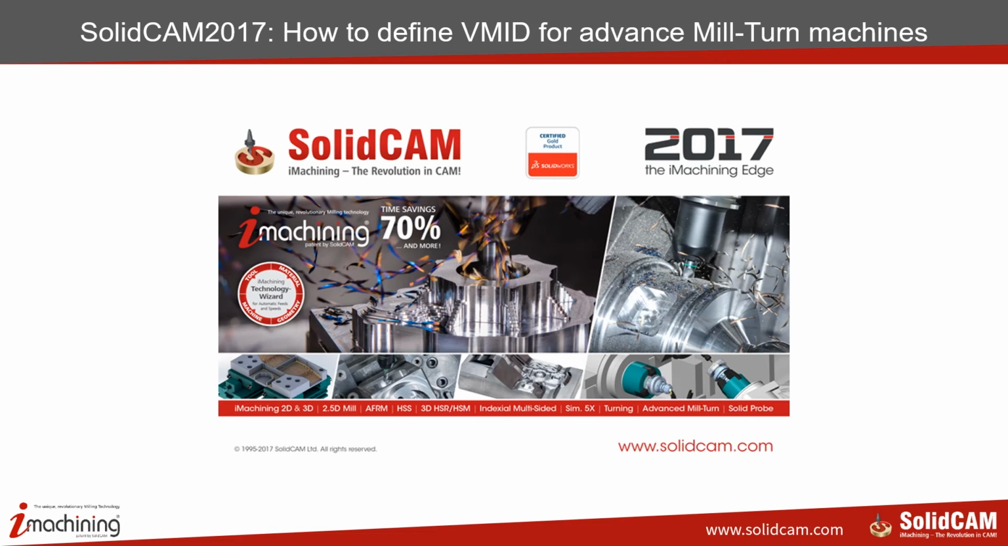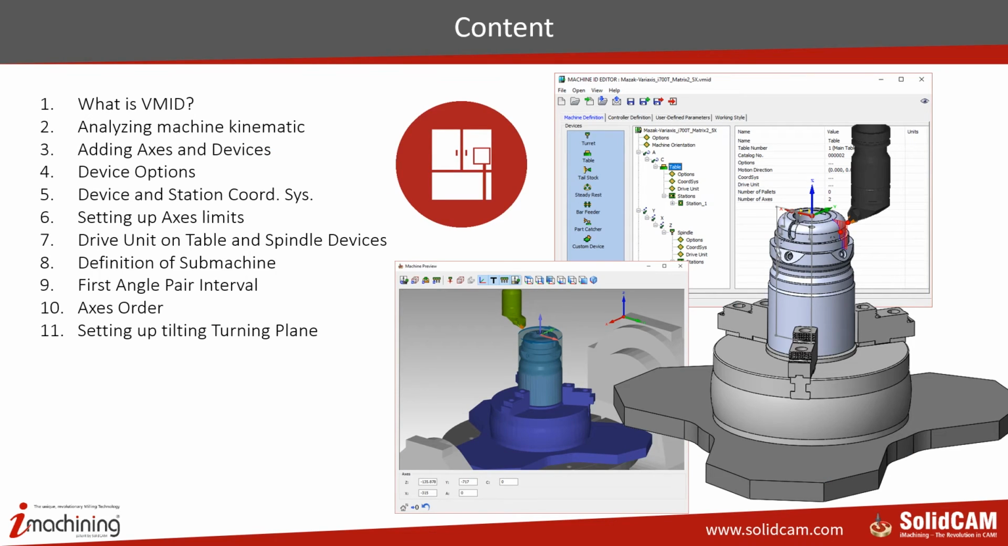Since this is the first video in this series, I would very much like to start off with what the VMID is in general, and we'll start with one very simple 5-axis mill-turn machine which has turning capabilities. I'll start to define basically everything from beginning to end, taking care about how to do some steps and how to define some of the parameters, which is very important in order to run the mill-turn module.